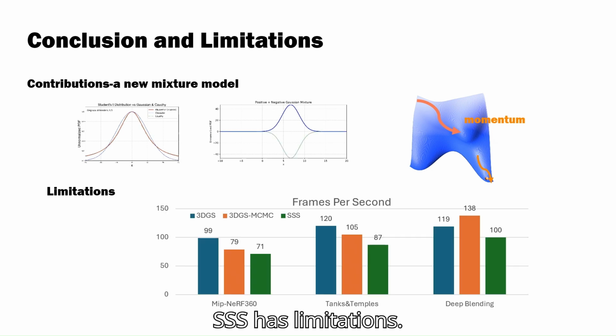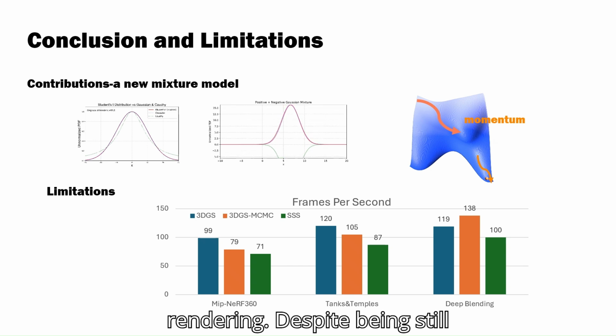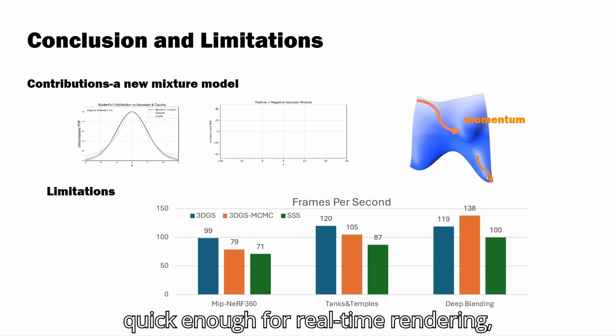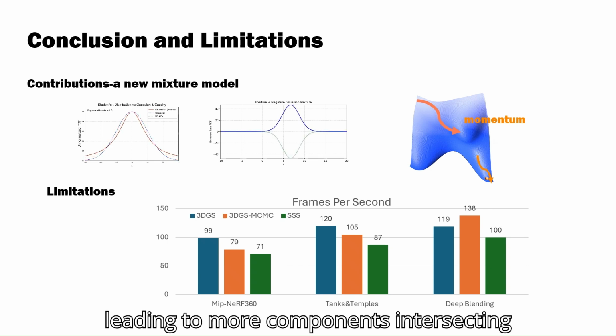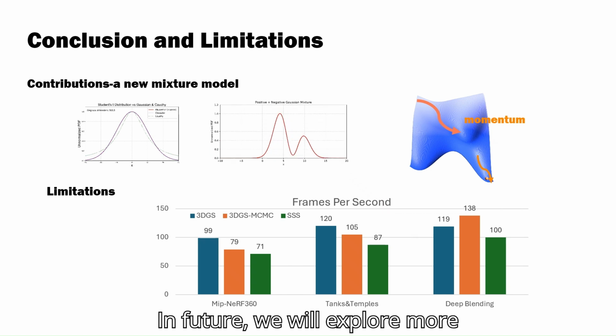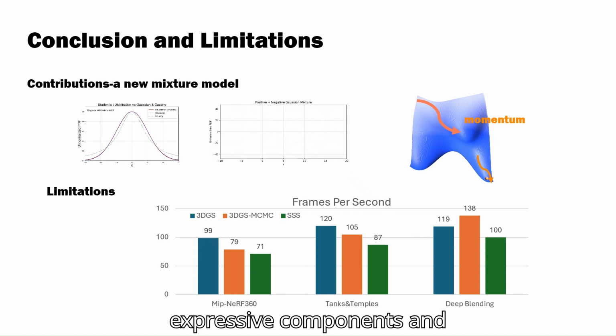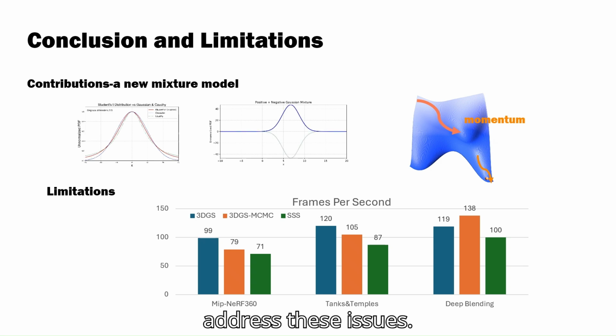SSS has limitations. One limitation is it slows down the rendering. Despite being still quick enough for real-time rendering, SSS learns fat-tailed distributions, leading to more components intersecting with every ray during rendering. In future, we will explore more expressive components and self-adaptive sampling processes to address these issues.